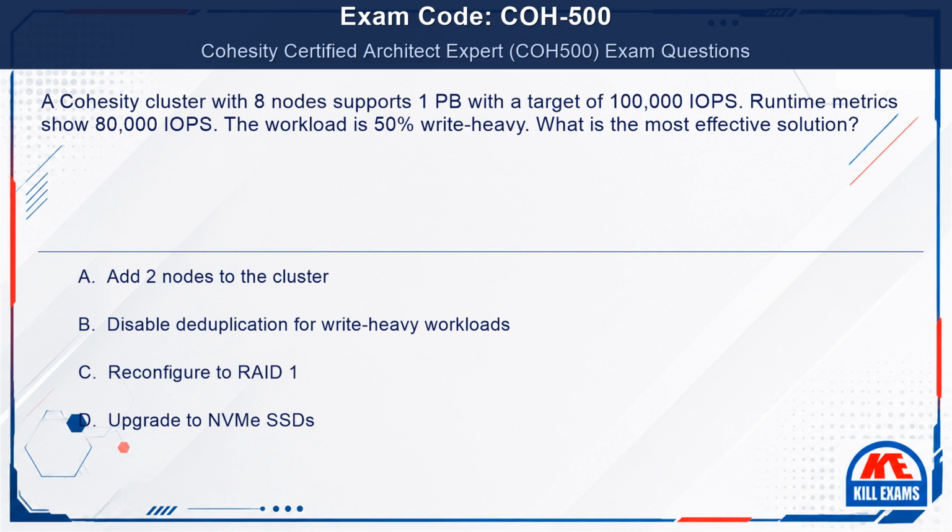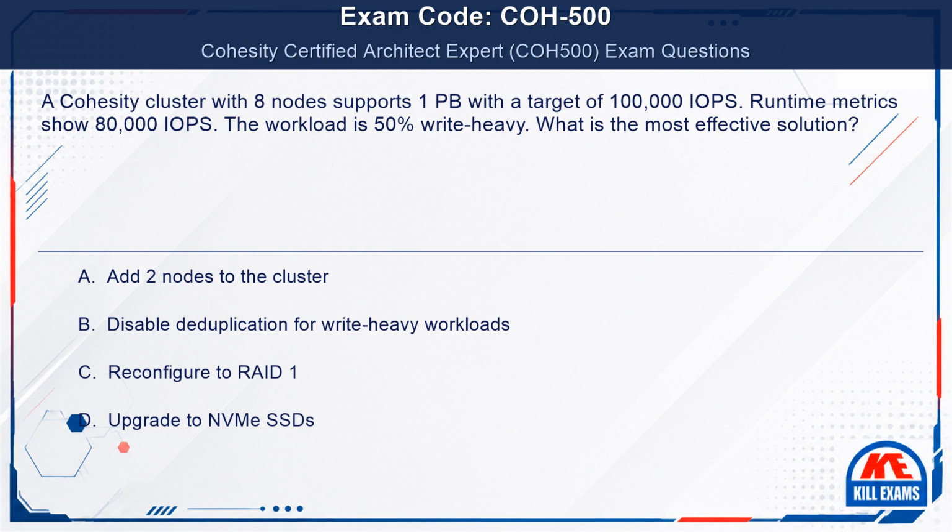Question 1. A Cohesity cluster with 8 nodes supports 1 petabyte with a target of 100,000 IOPS. Runtime metrics show 80,000 IOPS. The workload is 50% write-heavy. What is the most effective solution?